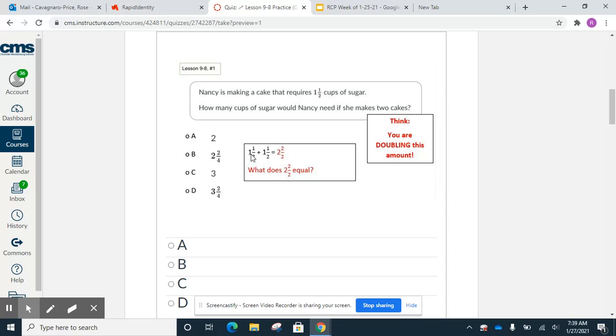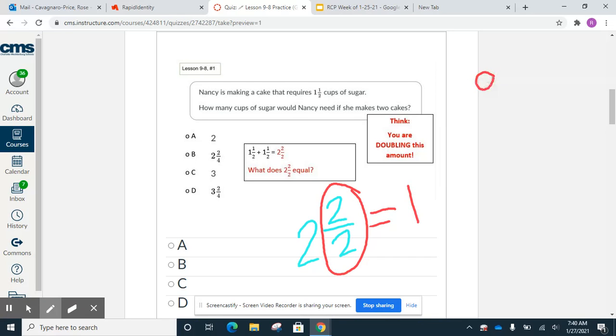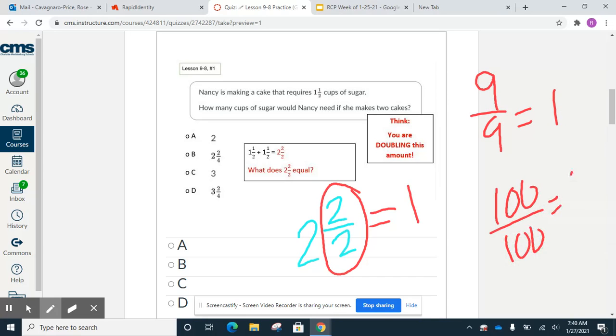Well, we already know that 1 and 1 is going to equal 2 wholes, and a half and another half equals another whole. So when you get the answer 2 and 2/2, it's really important to remember that this 2 over 2 is actually equal to 1. So 9 over 9 is equal to 1. 100 over 100 is equal to 1.